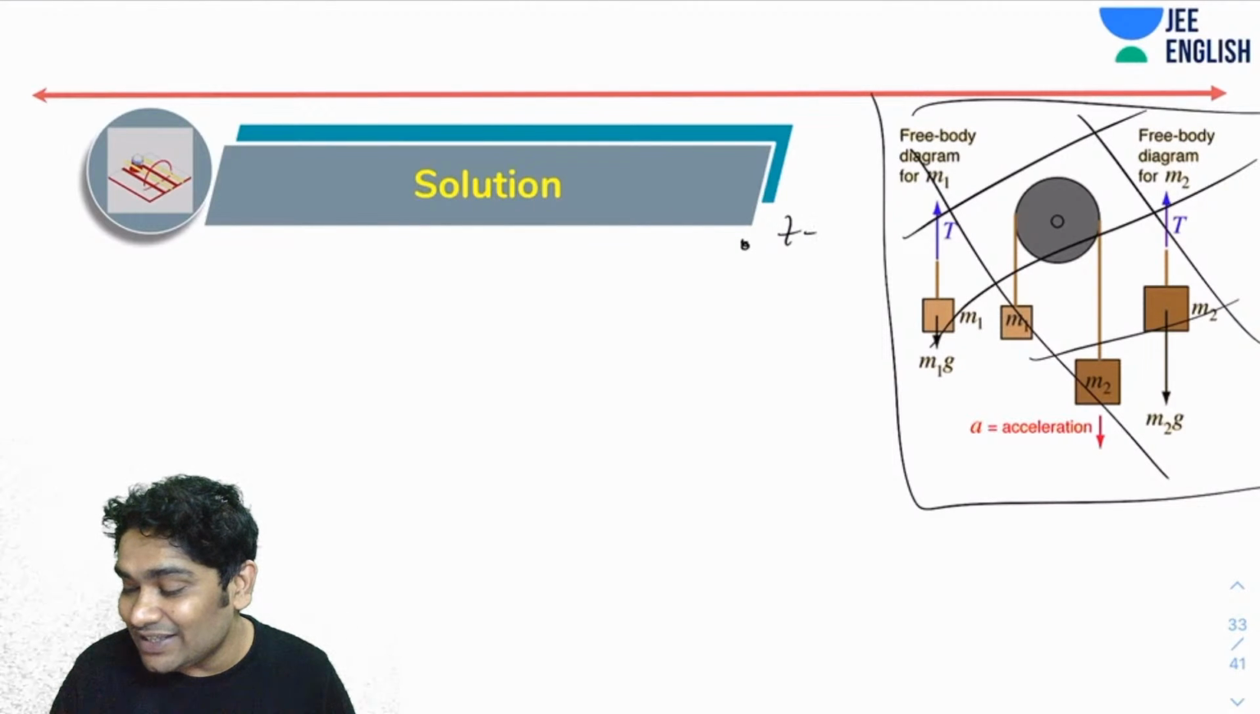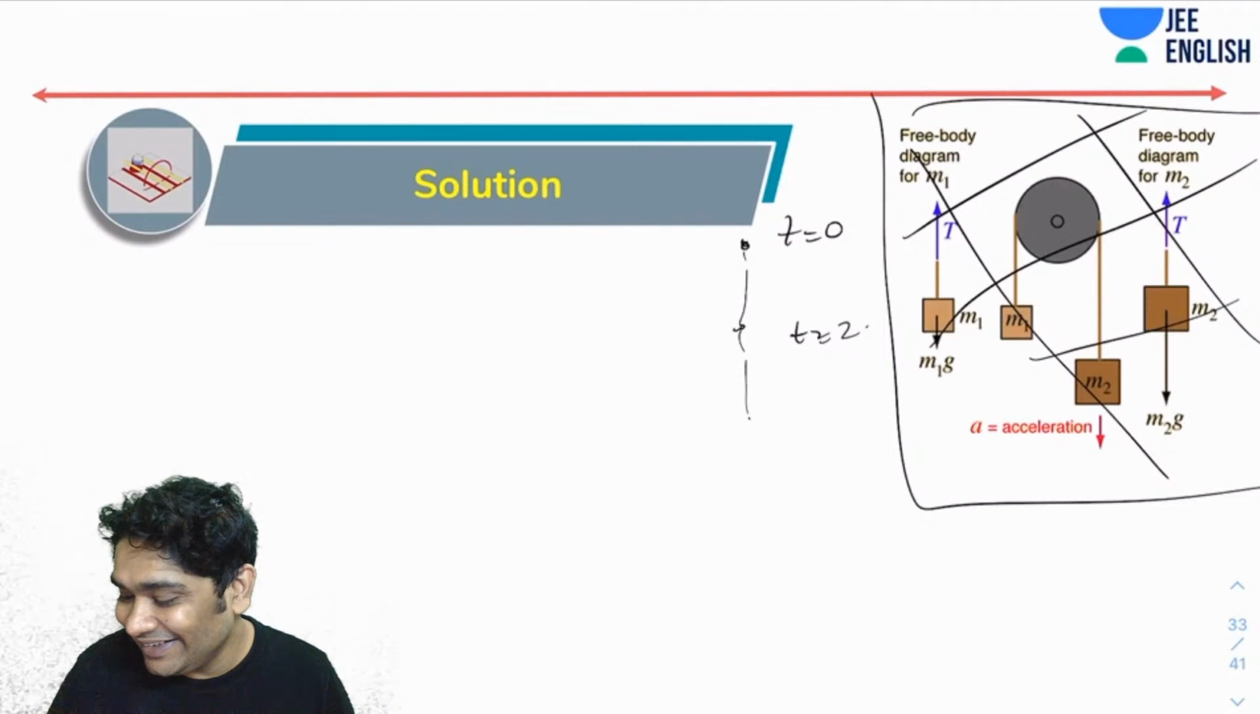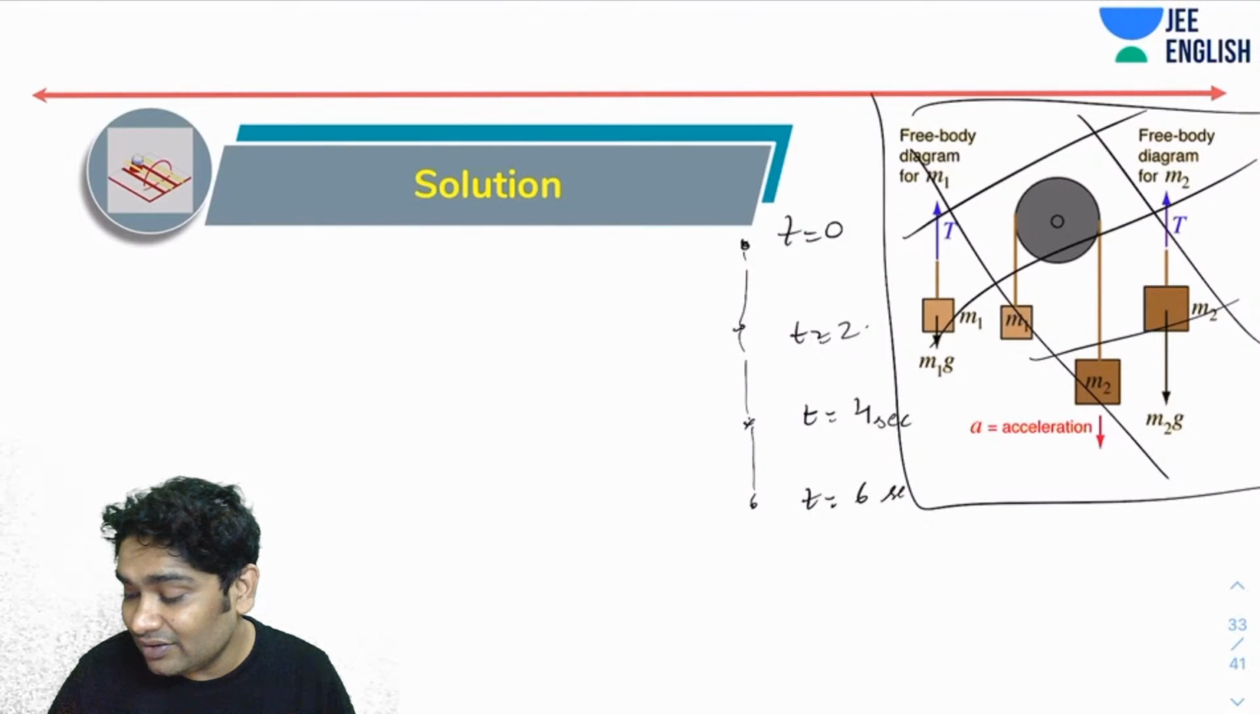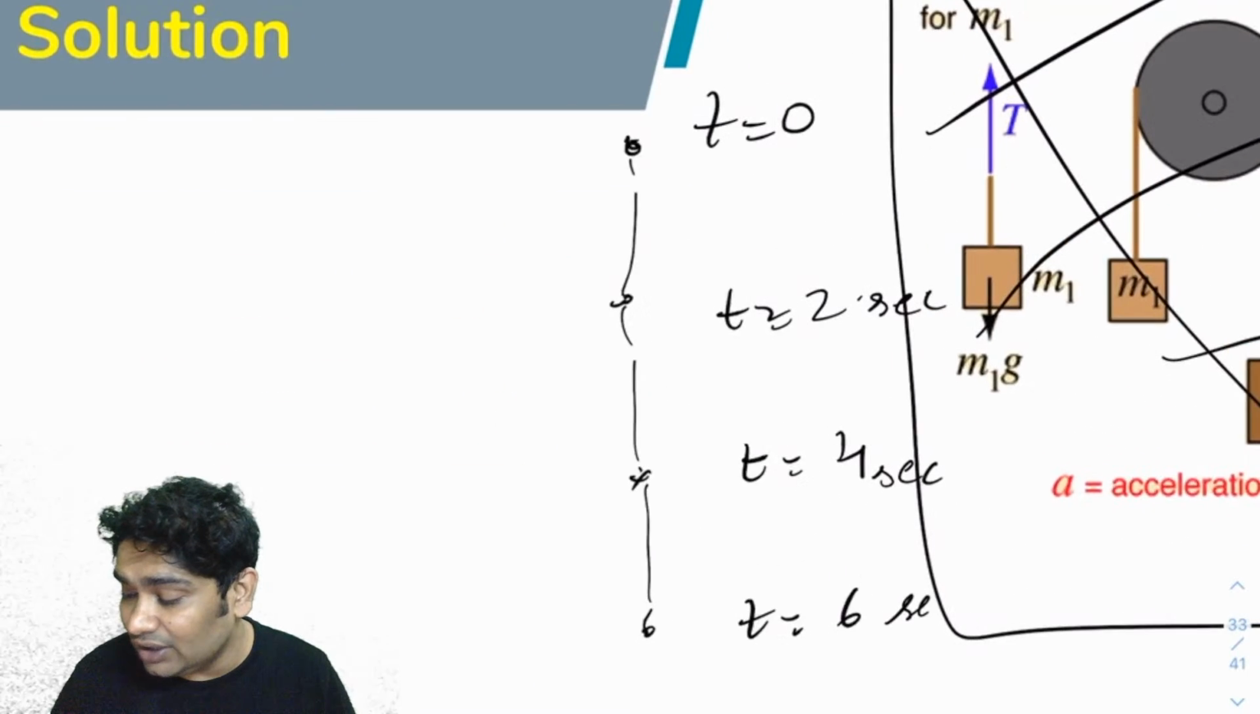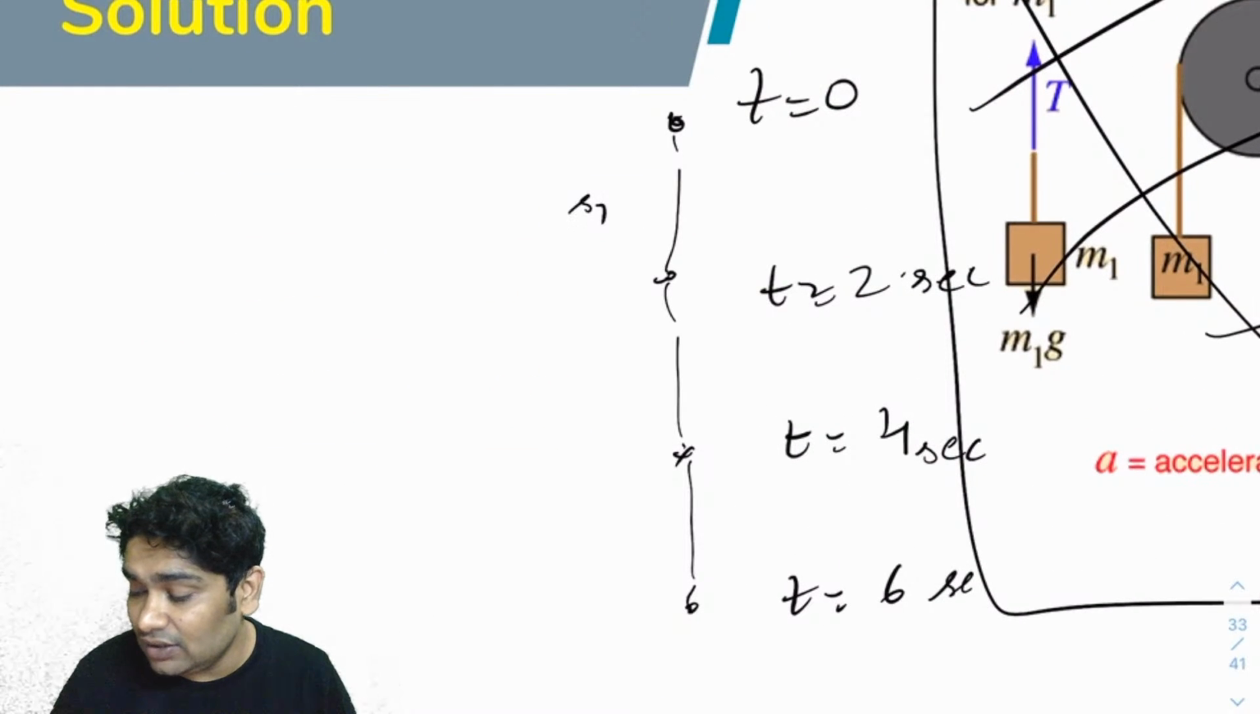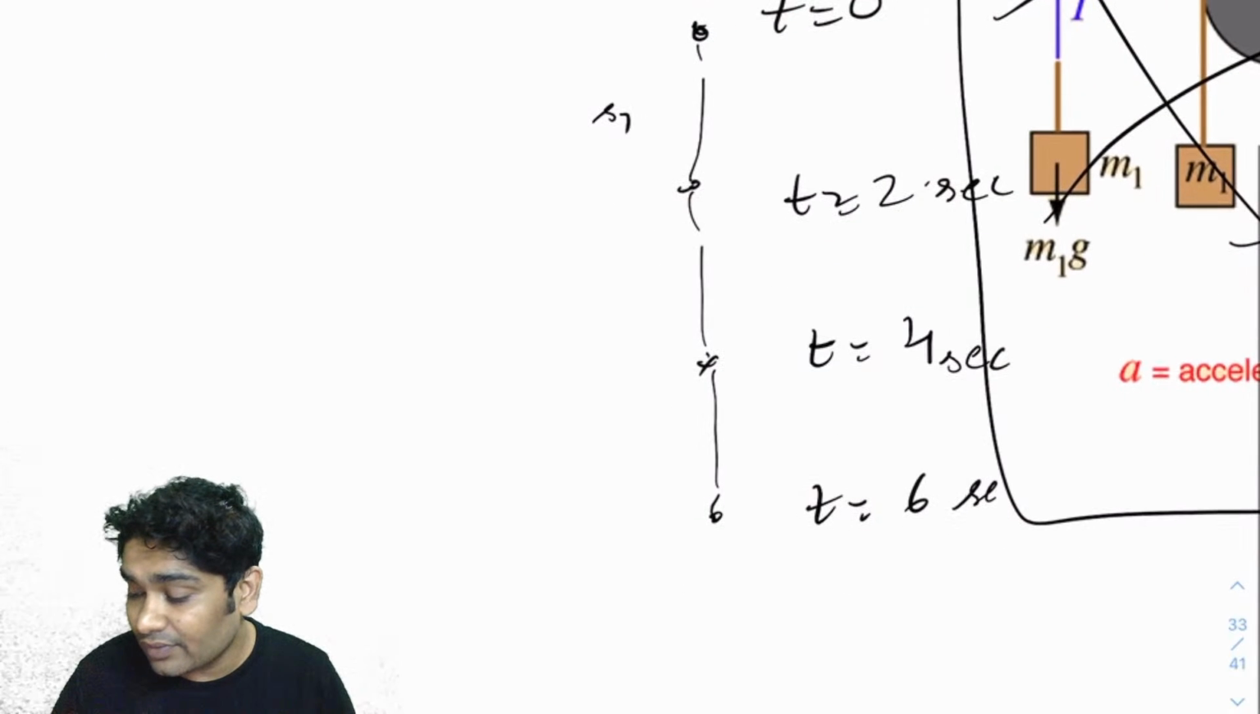Okay, so t equals 0, it is here. Then t equals 2, t equals 4, and t equals 6. So here let's call these S1, S2, S3.